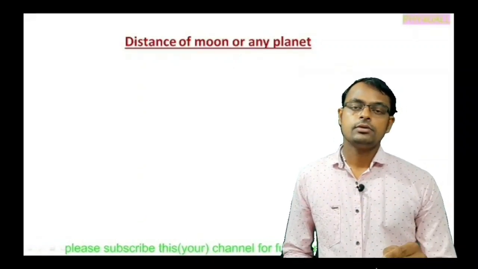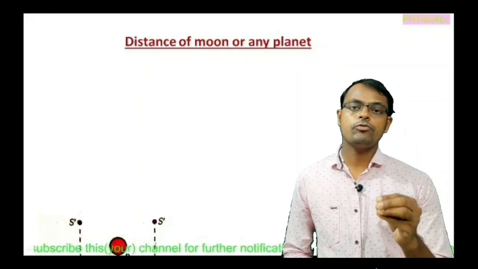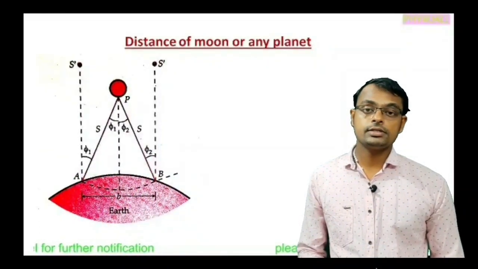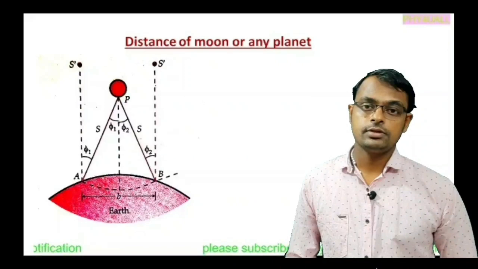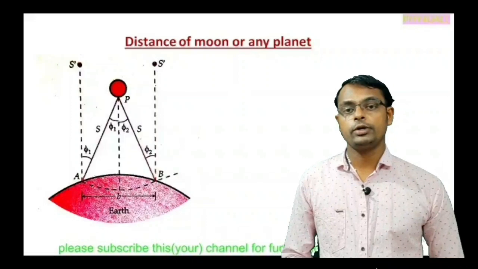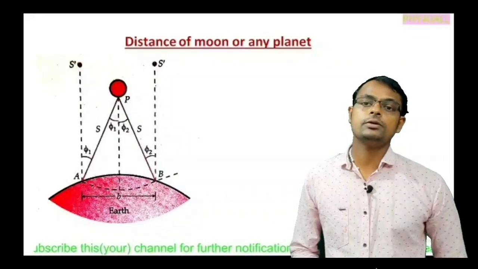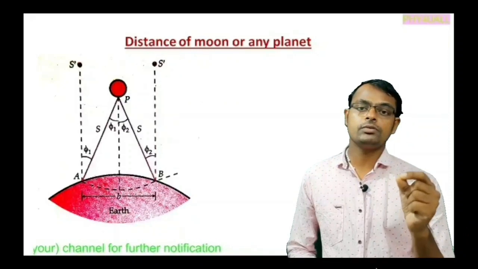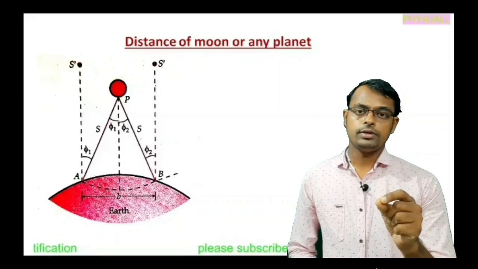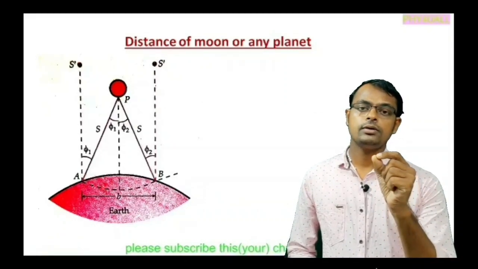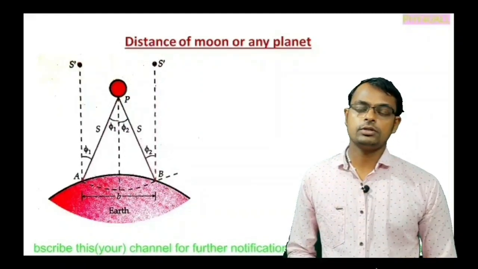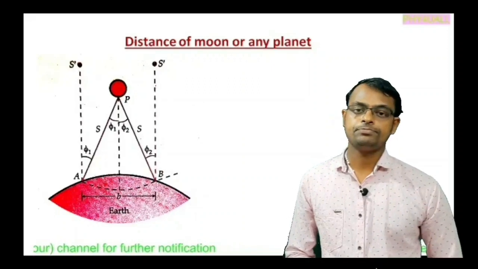Just imagine we are going to find the distance of the Moon from the Earth's surface. In order to calculate the distance from the Moon to the Earth's surface, what should be done here? Once again, just imagine there are two observing points on the Earth's surface. In the picture you can see A and B are the two observing points, or maybe observatories. Now what we are doing here is looking at the Moon, that is our object, from the two different positions on the Earth's surface, that is A and B.